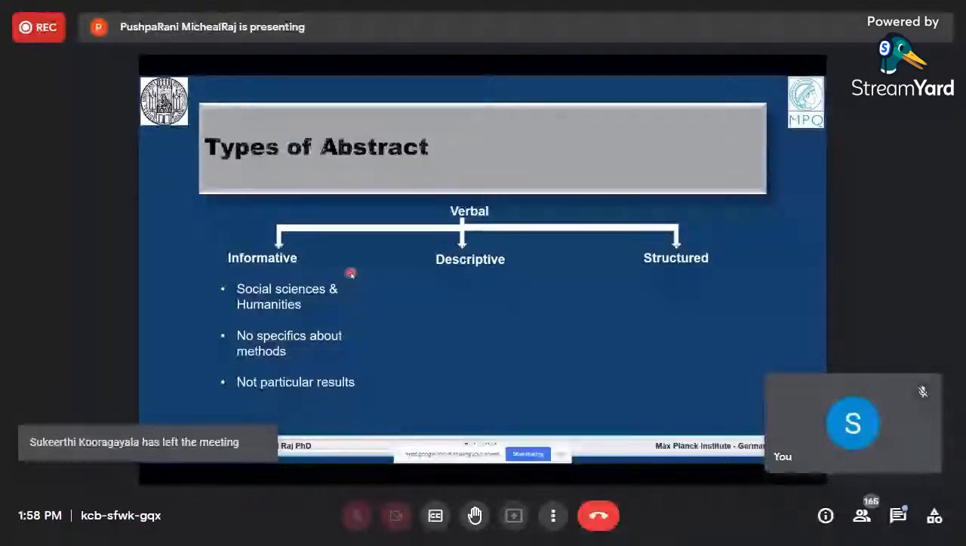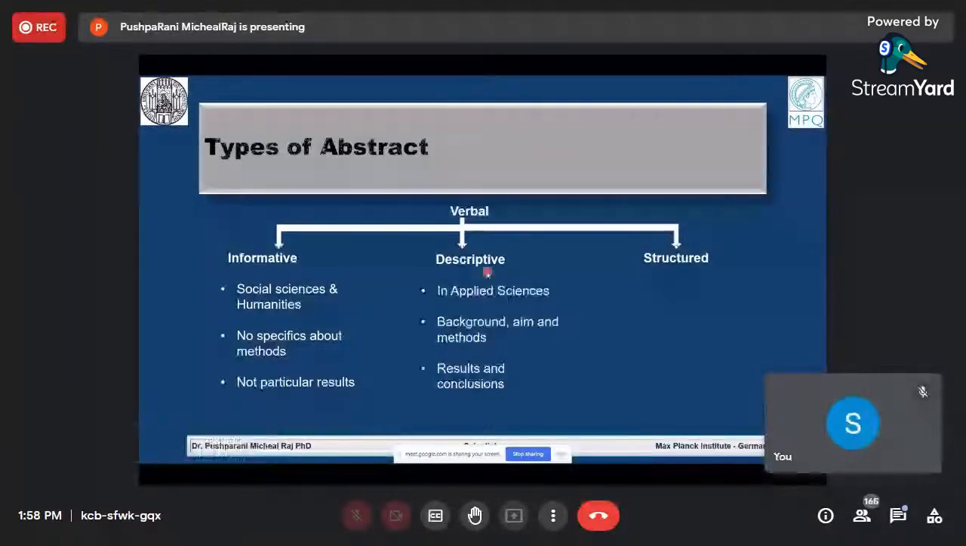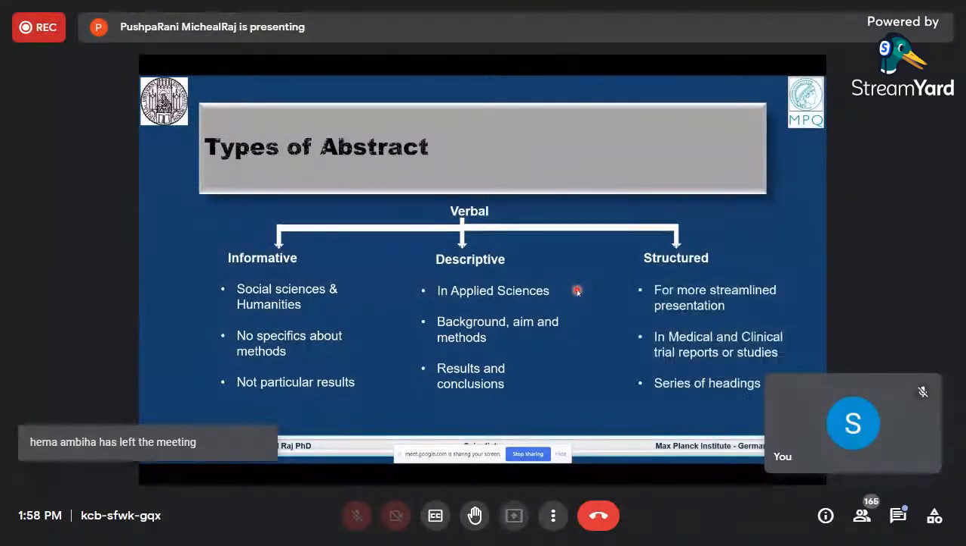And there are some descriptive categories of abstract, which are mostly for applied sciences, because here we have a very structured background, aim, methods, results, conclusions. We just follow this because we have a background when we start applied sciences research. We also have an aim or motivation. We also have some strategy, which we write into the methods. We always end up with some results and conclusions. And finally, about the structured abstract, this is more on the clinical side, because here what we do, even in one of my publications, we have this.